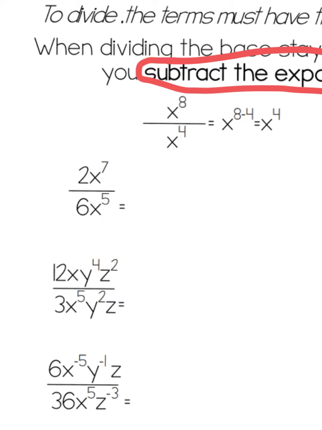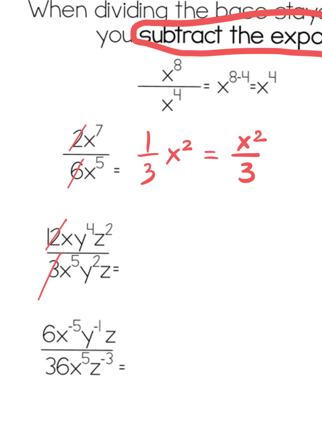First, I'm going to simplify my numbers. 2 over 6 will be 1/3. x to the power of 7, x to the power of 5. So basically, you take 7 minus 5 will be x to the power of 2. You can say x raised to the power of 2 divided by 3, or 1/3 x raised to the power of 2.